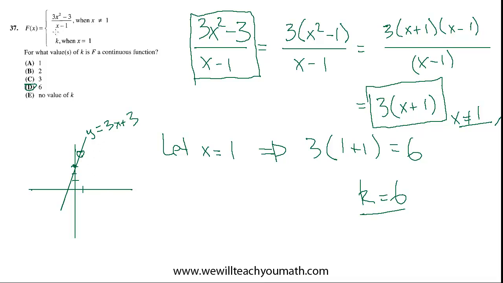And that's where they use this piecewise function to say, okay, let's define k as being the y-coordinate of the graph when x equals 1. That way we'll make it continuous by defining it at that point, even though it would otherwise be undefined. Hopefully that makes some sense and helps.